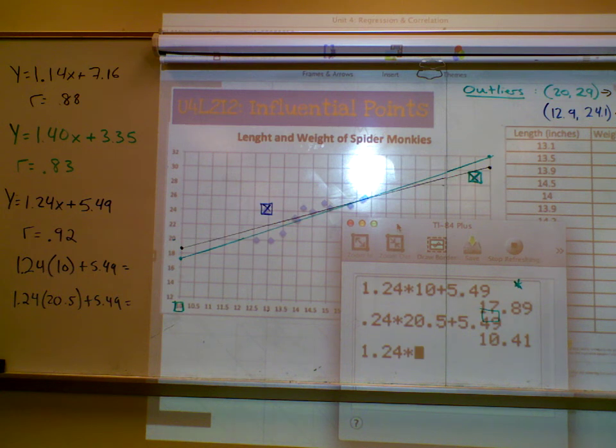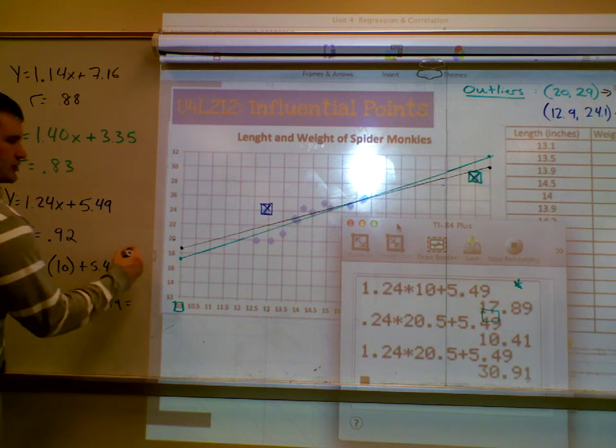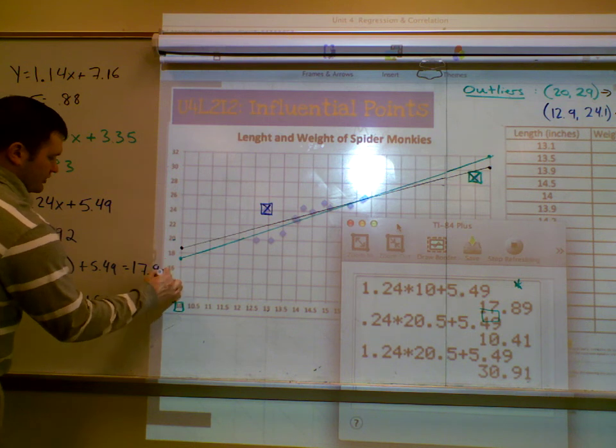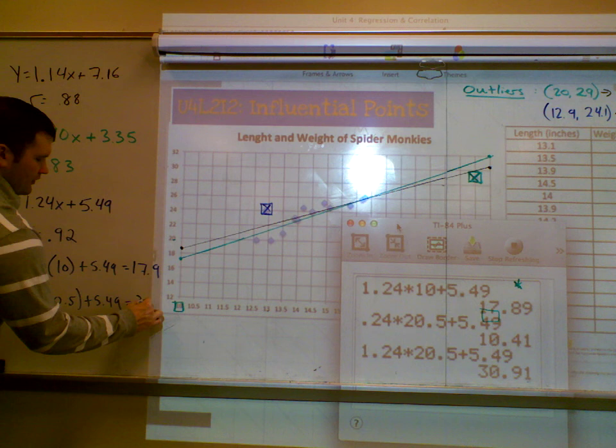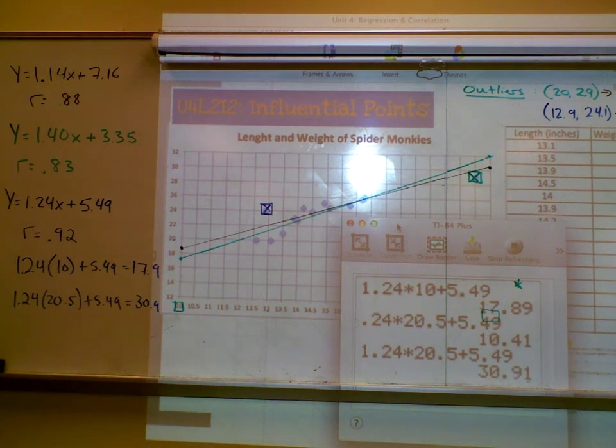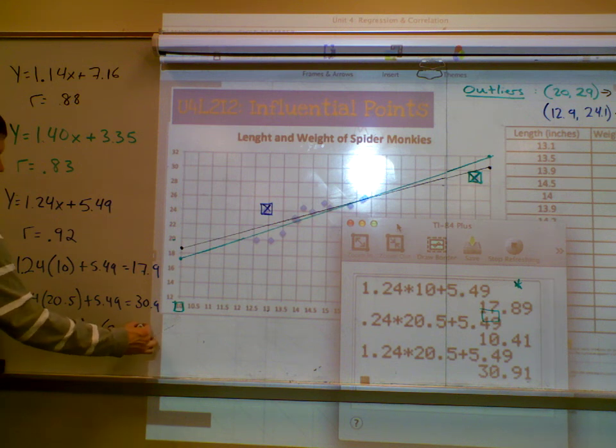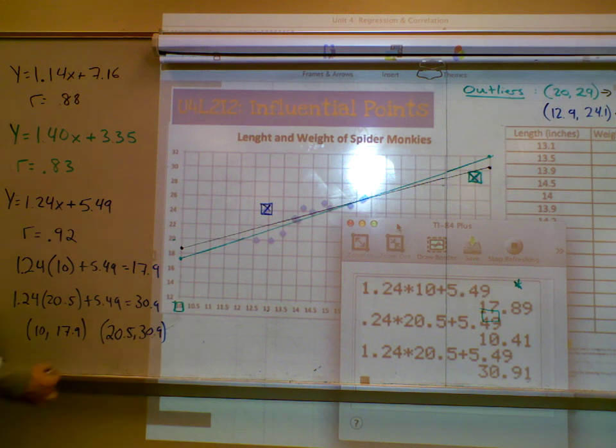So we get 17.9 and we get 30.9. So almost 18, almost 31, right? So what's this top point? 10 comma what? 17.9. What's this bottom point? 30.9, right? So I got those points. The X's are what you plug in. The Y's are what you get out. So now I can plot those points.